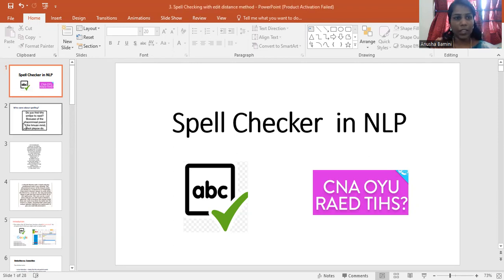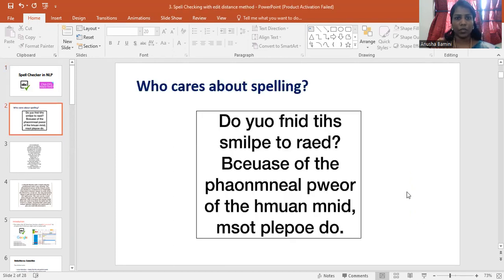For this spell checker, we can use concepts from natural language processing like minimum edit distance and Levenshtein distance. Some concepts are there to check spelling corrections as well as error correction. In this text, it is written in a wrong manner, which means the letters are correct, but the order of the letters placed is wrong. Instead of YOU, it is YUO.